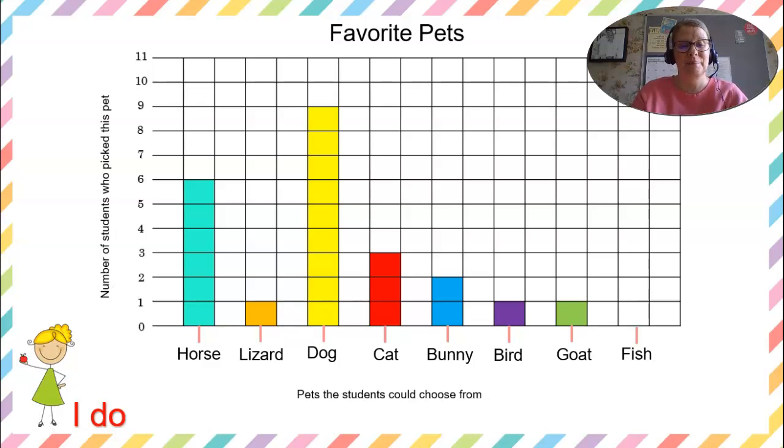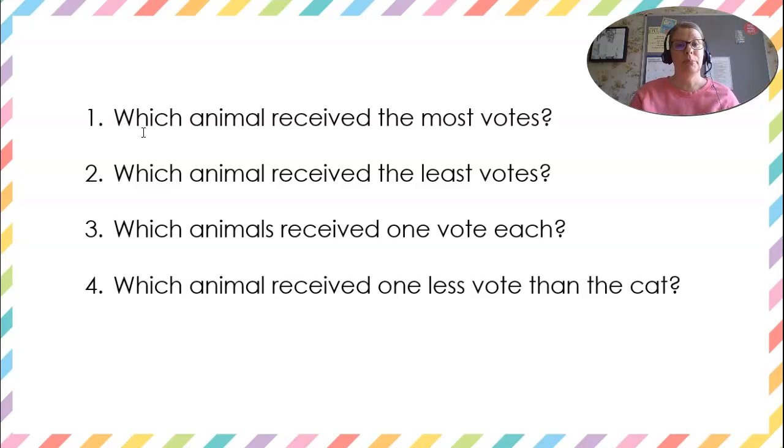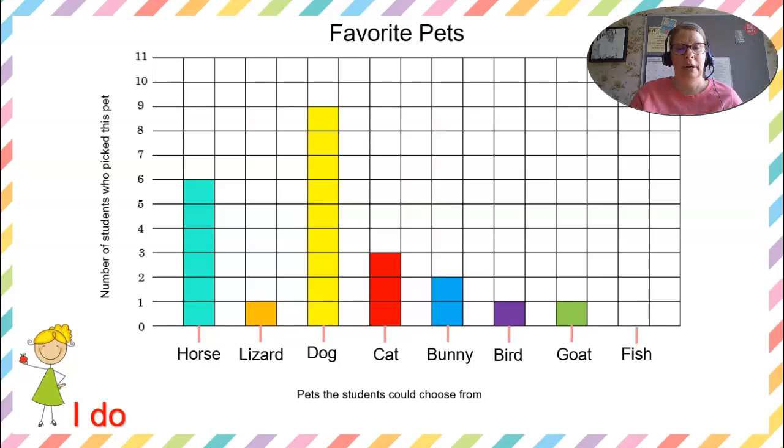How cool is that? All right, so we're going to answer some questions because what you really want to be able to do when you look at a graph is interpret it correctly. You want to answer questions about it. So let's take a look at our first question. Number 1, which animal received the most votes? So you could either look at your bar graph or your pictograph and make that decision. Which animal received the most votes? So I'm going to look at our bar graph, and I'm going to look for the bar that's the tallest. And I can see very clearly that the dog's bar is the tallest. So the dog received the most votes.